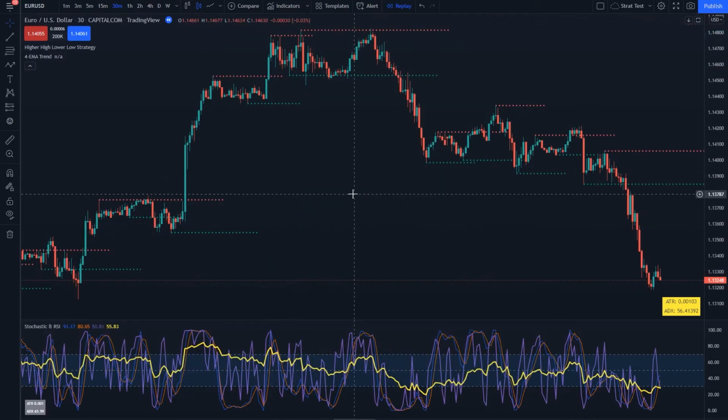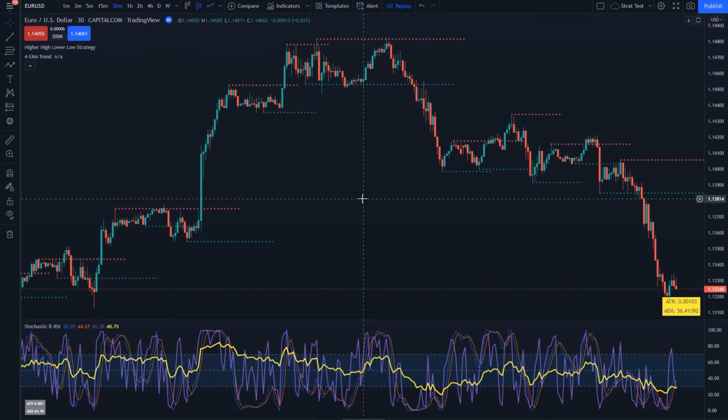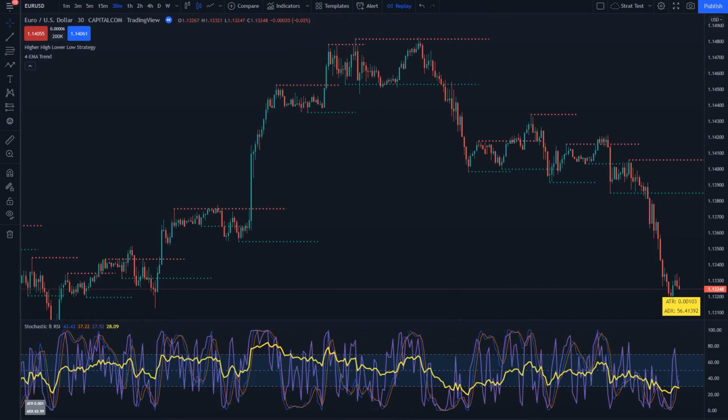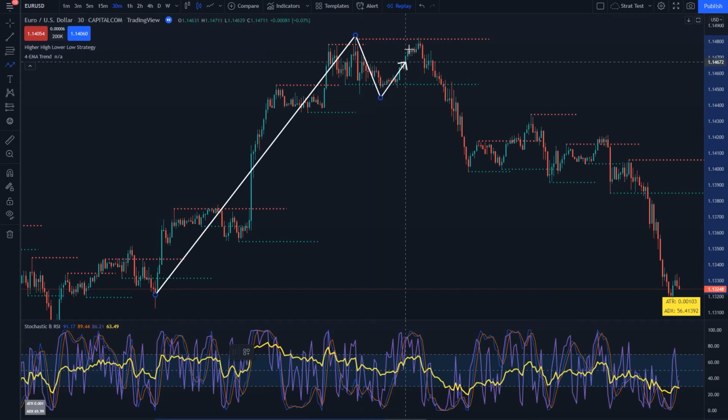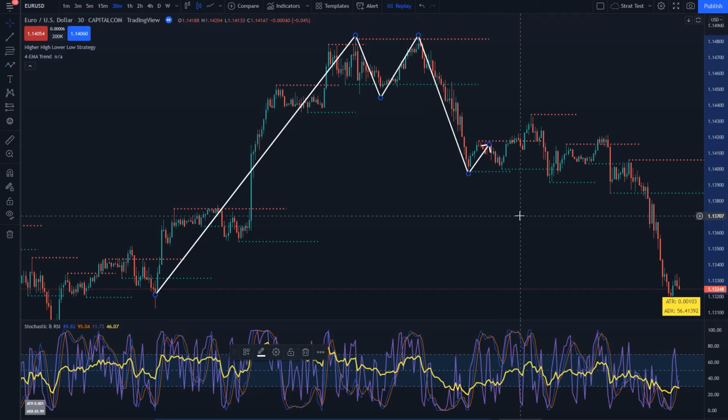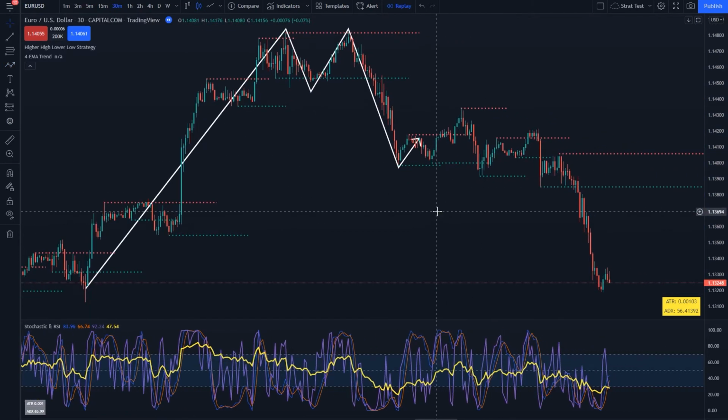Okay, nice. Now let's have a look at an example for going short. It is the same principle. Again, we see here a strong move, this time to the upside, and then a zone where price is not going higher, which is also called a double top.